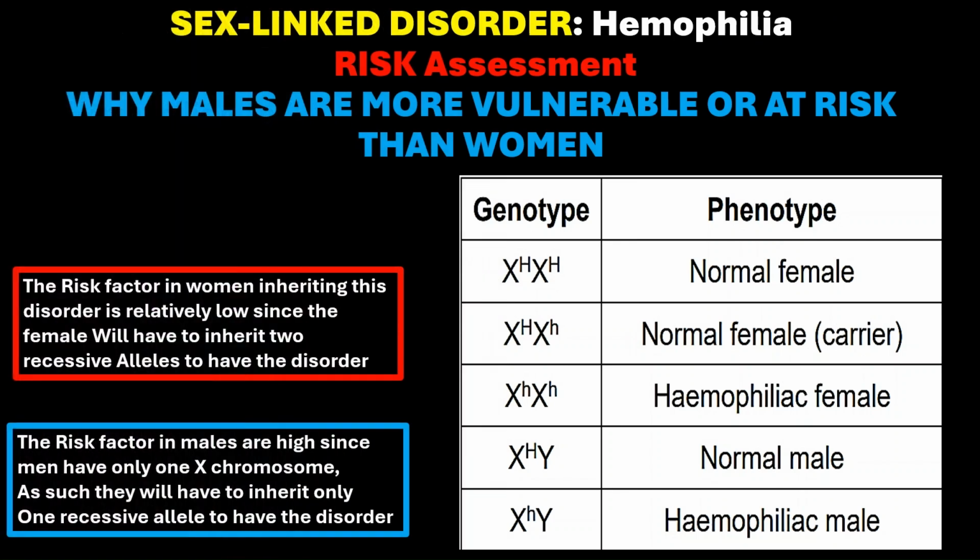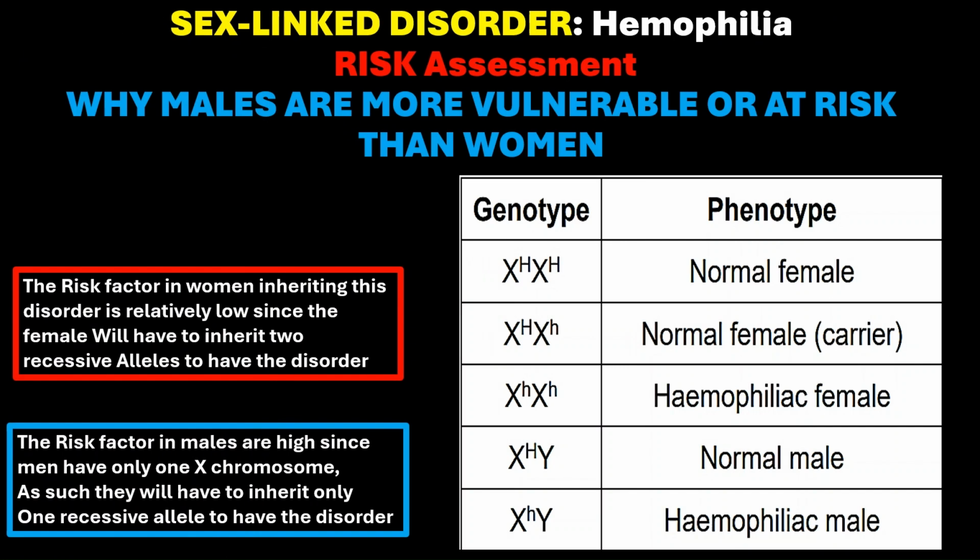Now we go to sex-linked disorder, that's hemophilia. We have to explore what is called a risk assessment. This is how we represent the phenotype. In the exam, they give you only one allele, whether it's X recessive h or X dominant H. It is up to you to know that if the dominant is given, there is another recessive. Every letter exists in pair. If it is capital H, there's going to be small letter h.